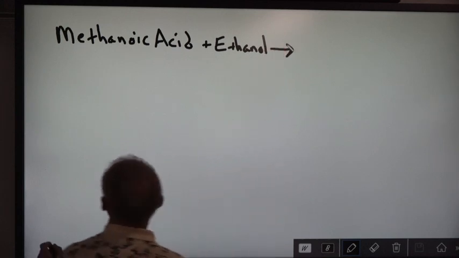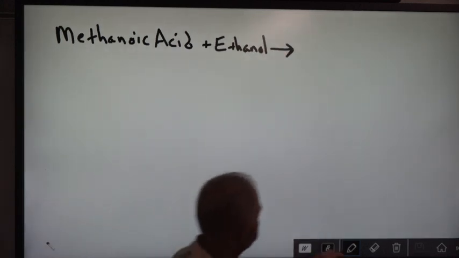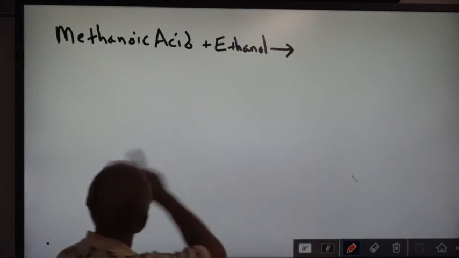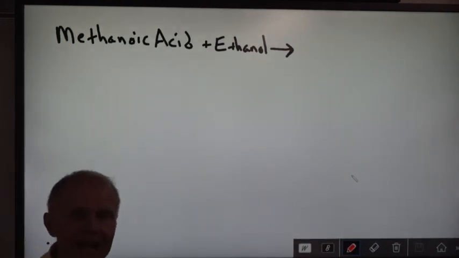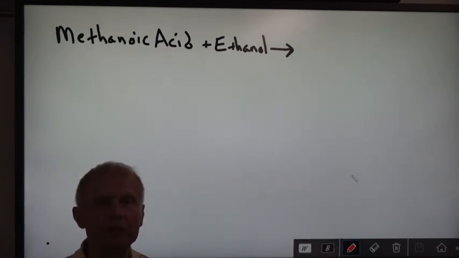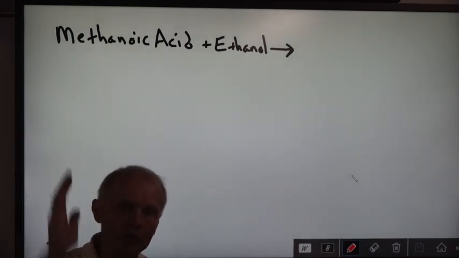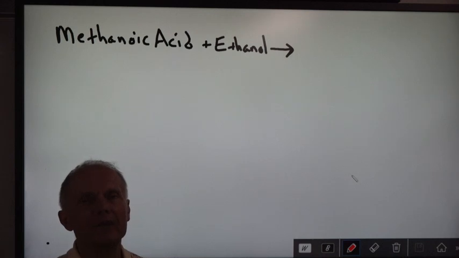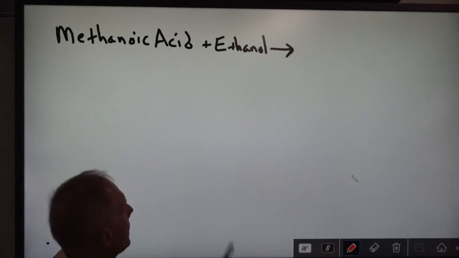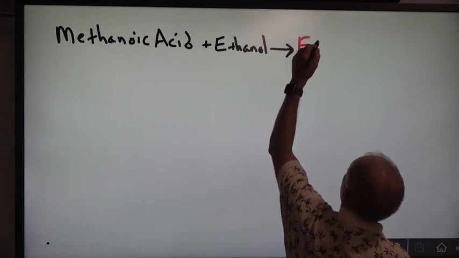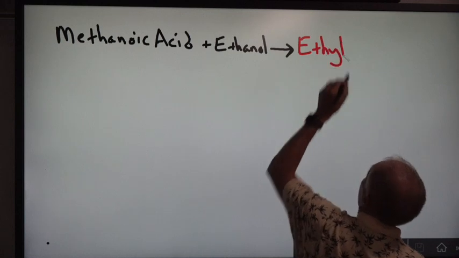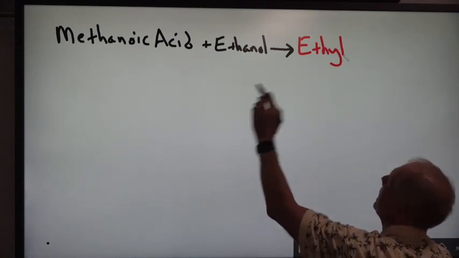All right, now I have methanoic acid plus ethanol. Don't forget, when you name these things, you got to take the alcohol, chop the name, and then for the acid, you got to put "oate" at the end. So the name of this would be ethyl methanoate.